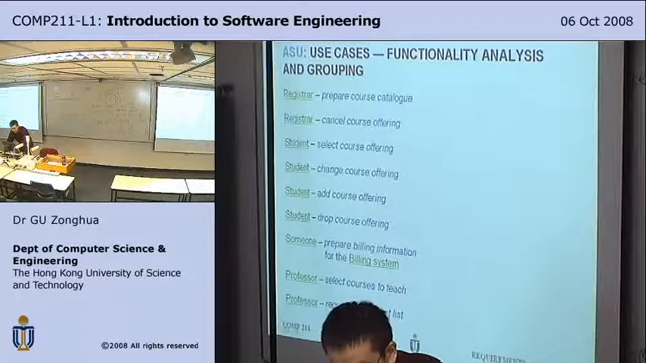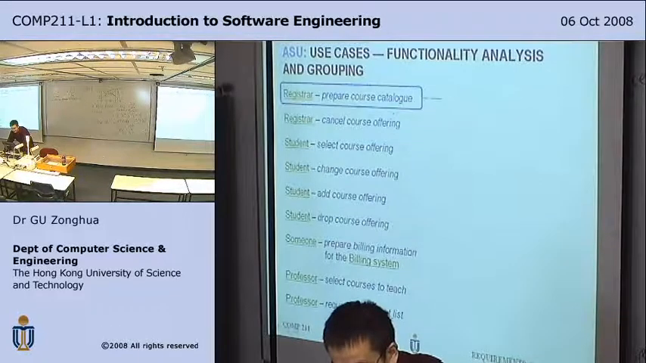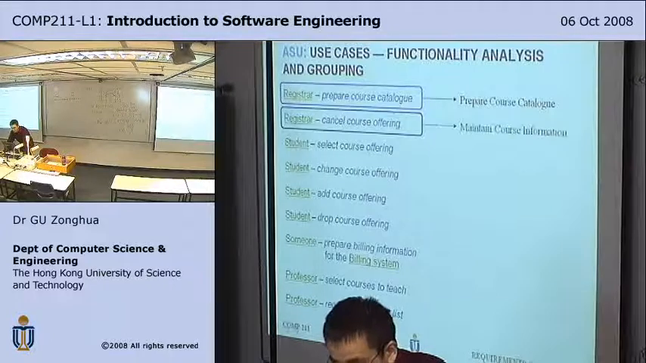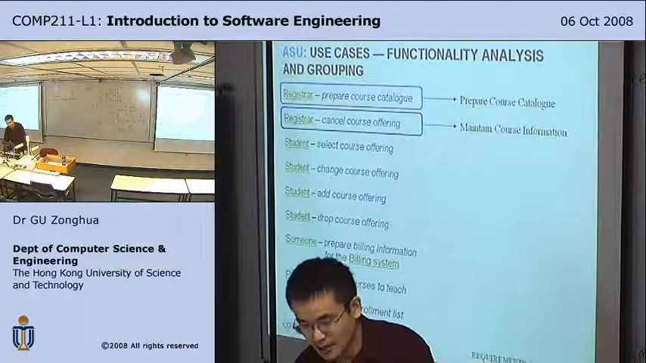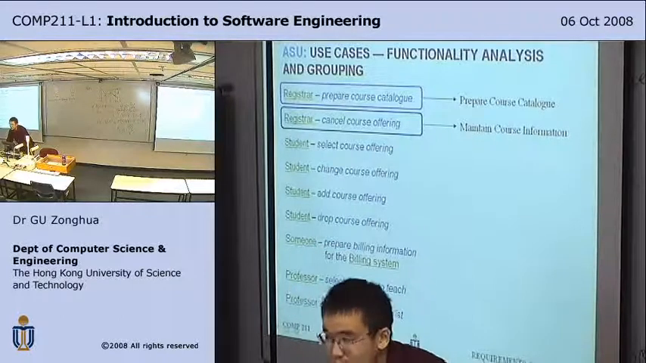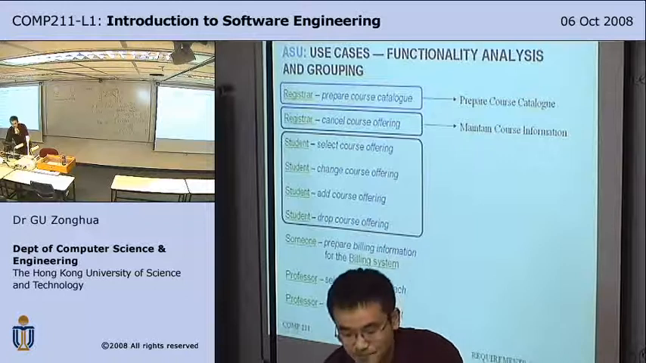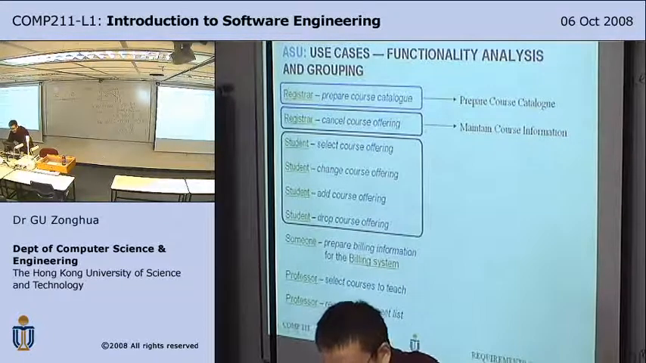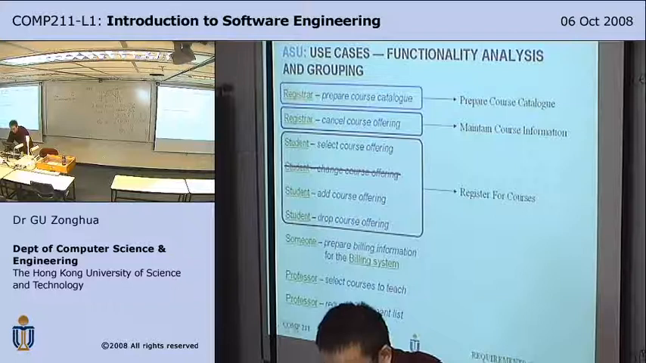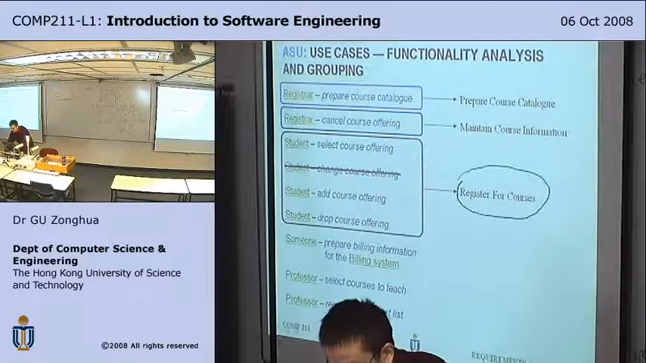So looking at this example, we can identify prepare course catalog, cancel course offering. These, should they be grouped into a single use case? No, because they're very different from each other. They're not part of a single functionality. Then these four, they are really part of a single functionality. So register for courses. That's a single use case we identify.